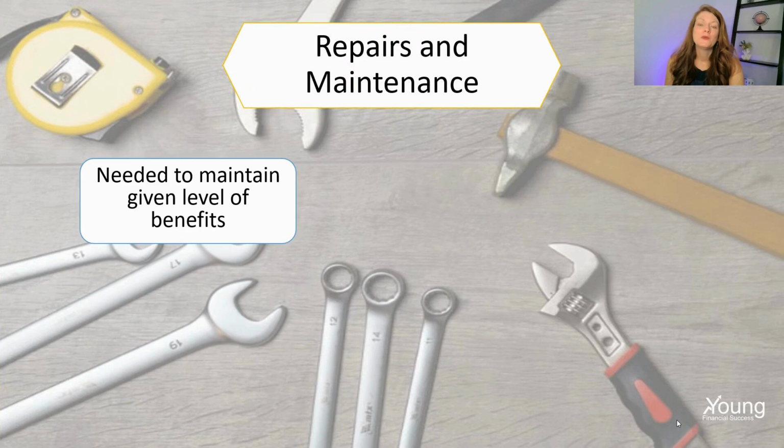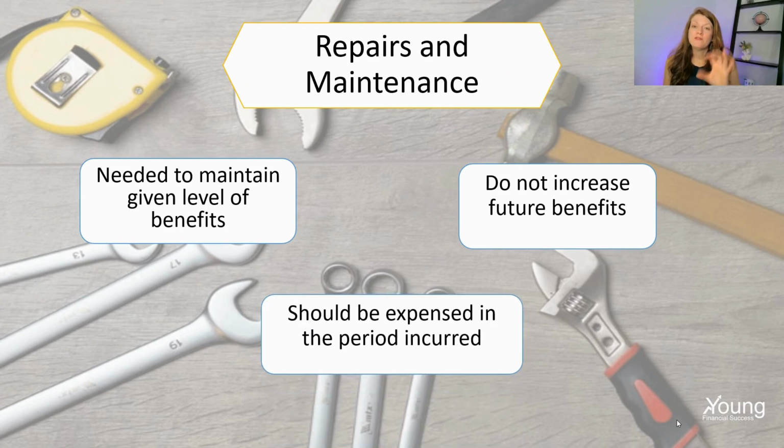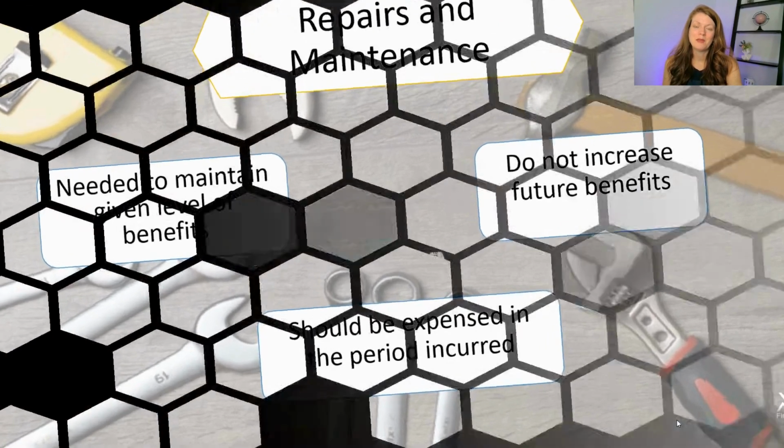Then we have repairs and maintenance. This is needed to just maintain the given level of benefits. We've got to go in there and tweak some things on the machine. We've got to do an oil change on the vehicle. This is not something that's going to prolong the future benefits beyond what we thought it would be in the first place. It's just going to keep it running the way that it should. It does not increase the future benefits. And if that's the case, it should be expensed in the period that we incurred that expense. So those are repairs and maintenance. It just goes directly on the income statement.